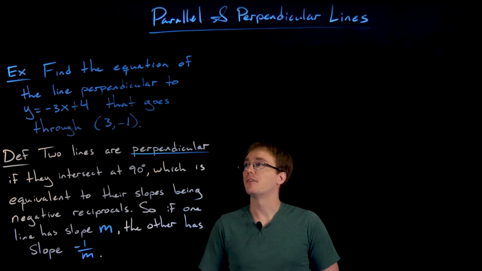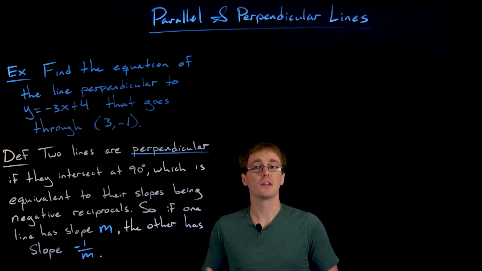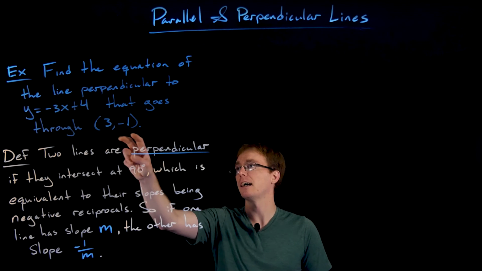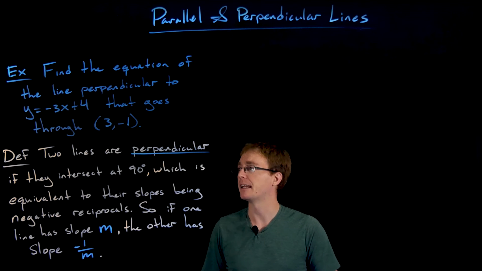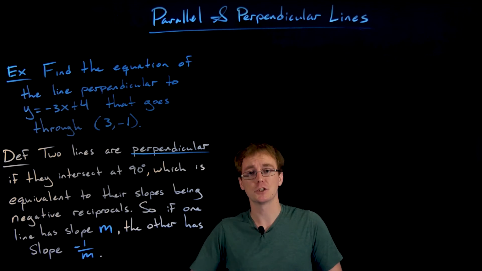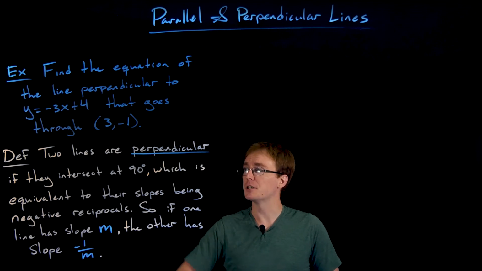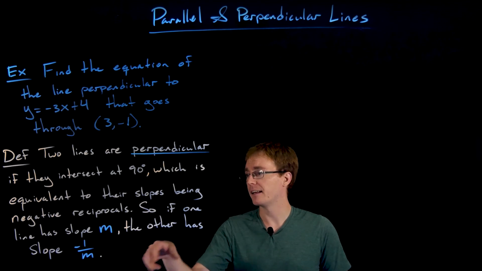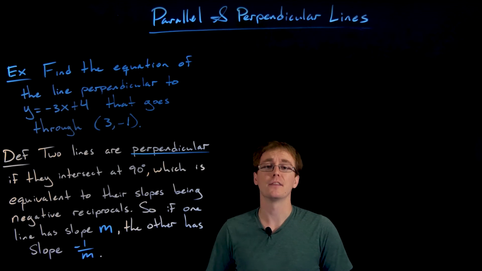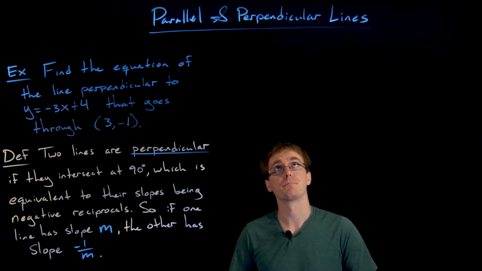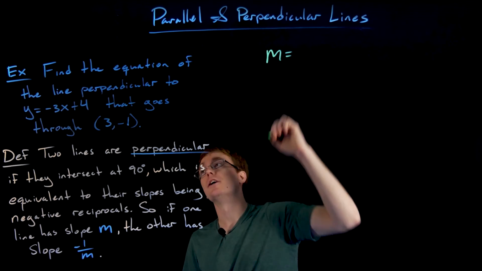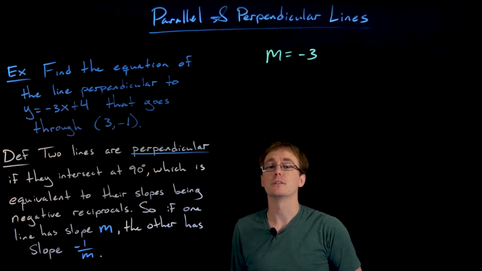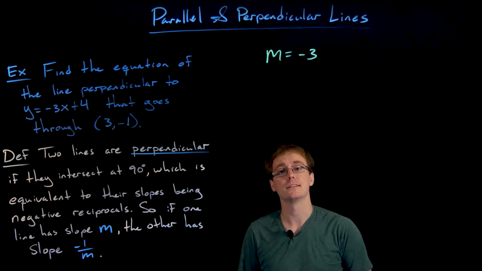In this example, we are asked to find the equation of the line perpendicular to the line described by y equals -3x plus 4. And we're also told that our perpendicular line is going to go through this single point 3, -1. And so to help us find the equation of our perpendicular line, we have to use our definition of what it means for two lines to be perpendicular. In particular, we need to use the fact that perpendicular lines have slopes that are negative reciprocals of one another. So we know the slope of our original line is going to be -3. We can read that from the slope-intercept form that our original line's equation is in.